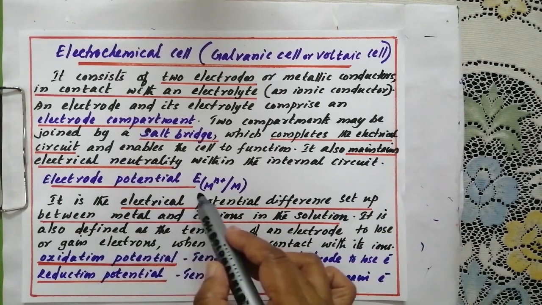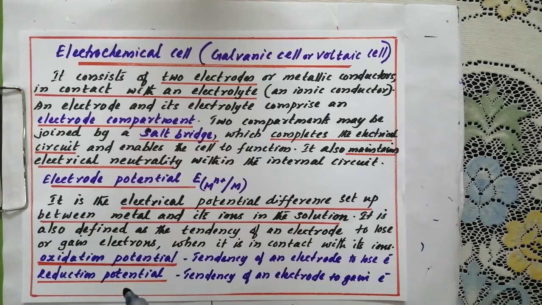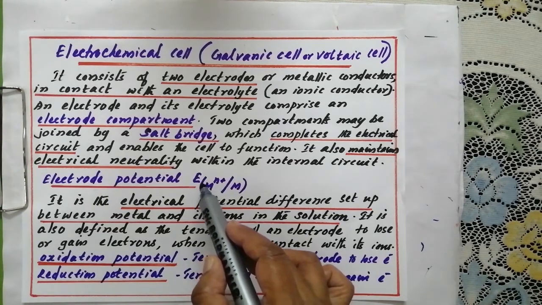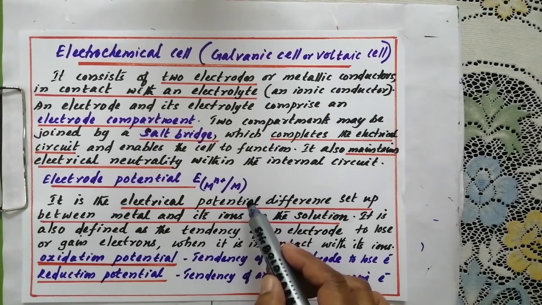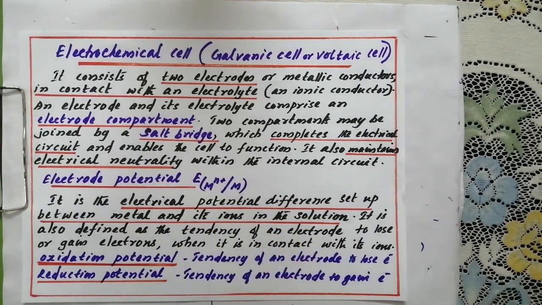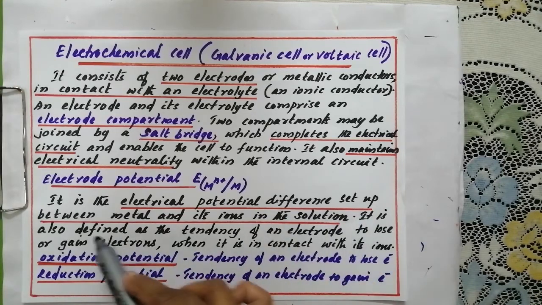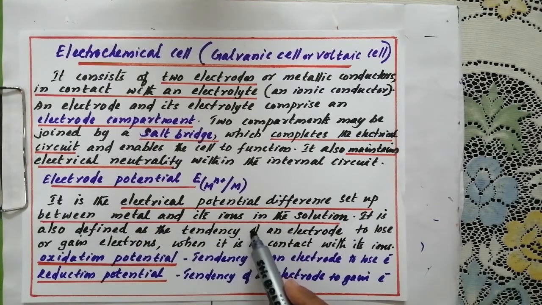Next is electrode potential. Electrode potential is denoted by Mn+/M. Mn+/M is the representation of the redox couple. It is the electrical potential difference set up between the metal and its ions in the solution. It is also defined as the tendency of an electrode to lose or gain electrons when it is in contact with its ions.